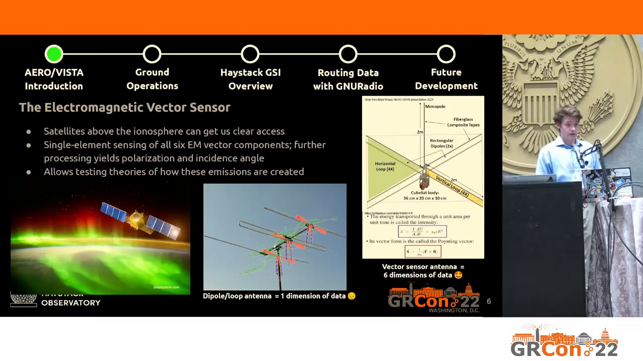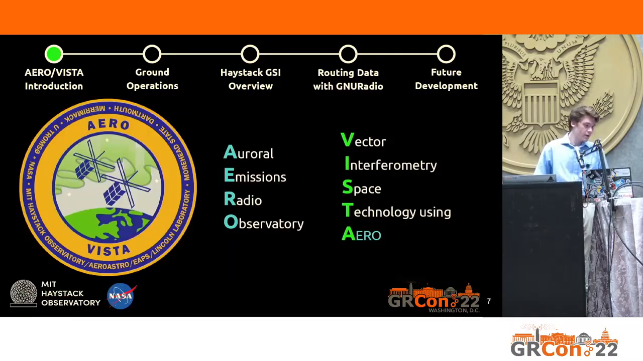In order to do this, and just like I mentioned on that last slide, in order to get this polarization and incidence angle information, we'll be using electromagnetic vector sensors, which very broadly are one element which can discern all 6 dimensions of the electromagnetic field: XYZ electric, XYZ magnetic. And from this, you can process out polarization and the incidence angle. And this will allow the scientists to test their different theories about how these emissions are created.